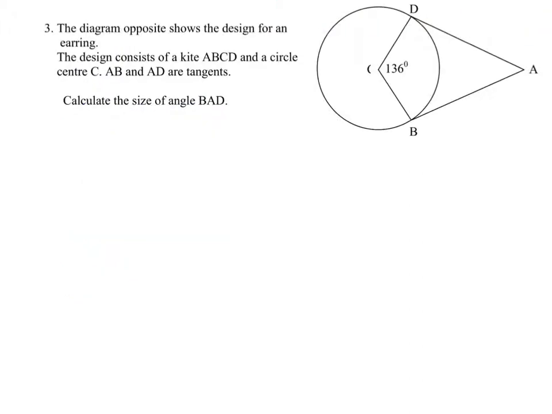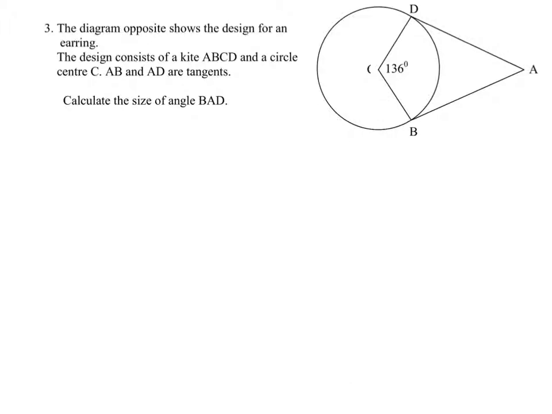Question number 3. We're told the diagram opposite shows the design for an earring. The design consists of a kite, A, B, C, D, and a circle, centre C. We're told that AB, which is this line here, and AD are tangents. We're then asked to calculate the size of angle BAD, so BAD, which is this angle in here.